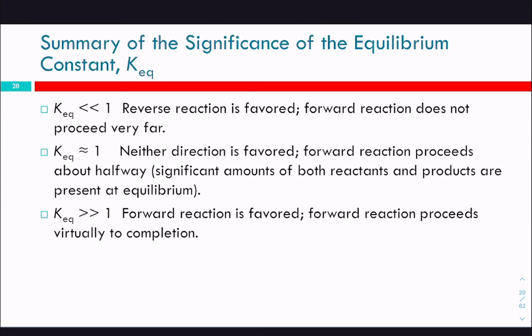Okay, so summary of this is, if KEQ is really small, really, really smaller than 1, the reverse reaction is favored. If the reverse reaction is favored, are we going to have more products or reactants? Yeah, reactants. If it's close to 1, then neither direction is favored, and the forward reaction will proceed about halfway. And you'll still have significant amounts of both reactants and products at equilibrium. When KEQ is a lot bigger than 1, the products are favored, or the forward reaction is favored, meaning we have mostly products.